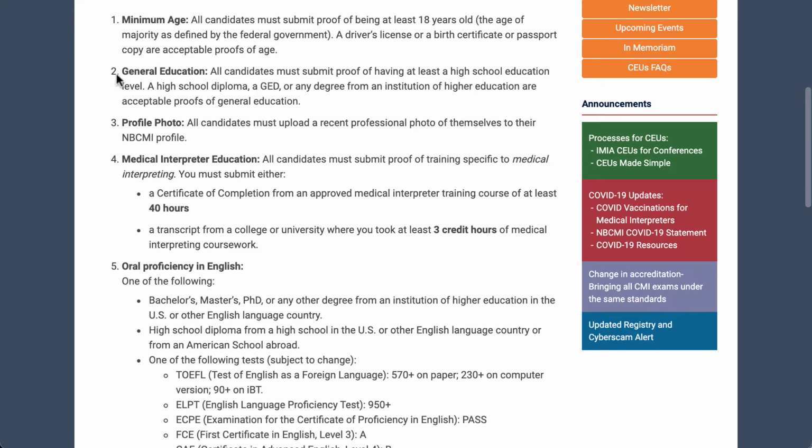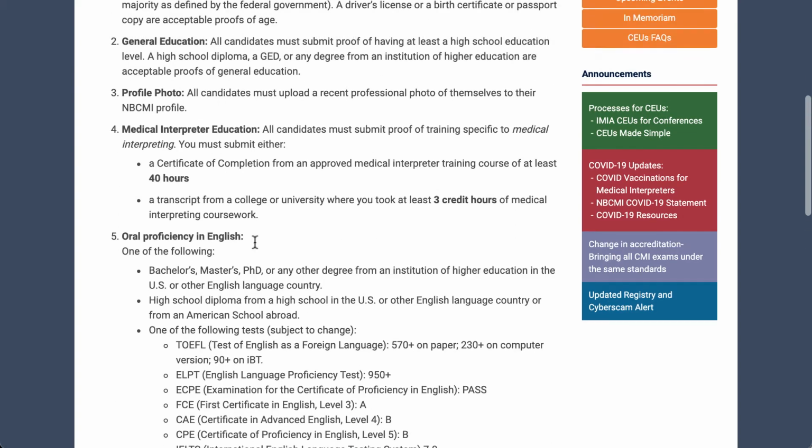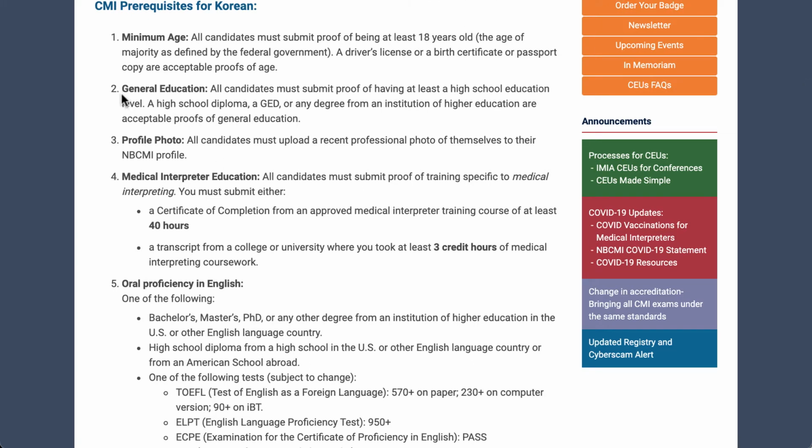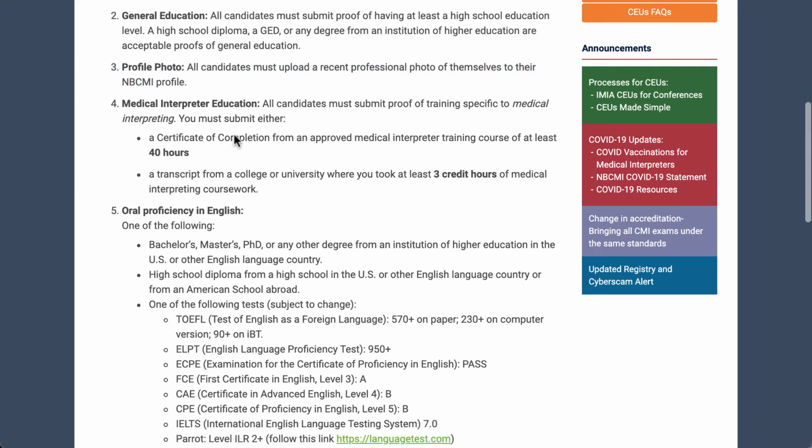Not a big deal. Number 2, general education. This really doesn't matter much because it will be covered later on when we provide oral proficiency in either language. If you have graduated from at least high school, or college or university with a bachelor's degree, that can be the documentation for this general education. Number 3, profile photo. You have to send them a photo. Not a big deal once again.